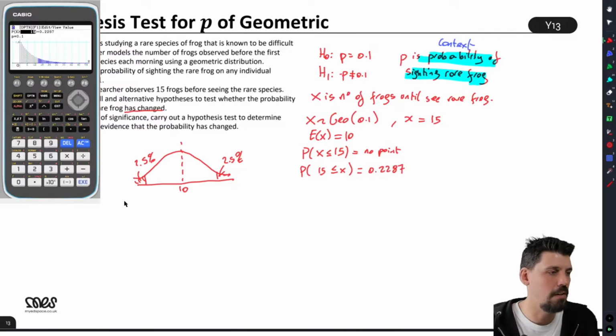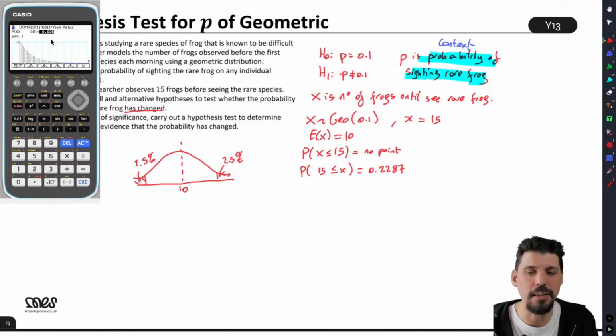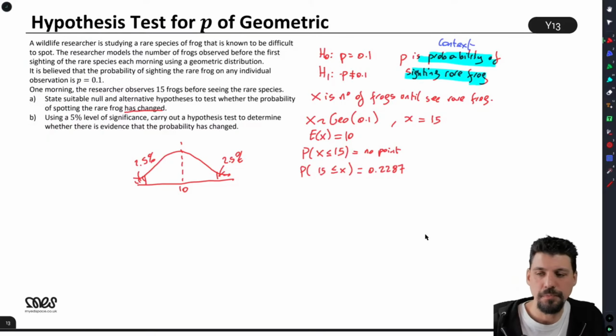Oh yeah, a geometric will look like this, always decreasing. You can't see that on there, can you? It's always decreasing. In fact, what would my critical value be? Let's have a little look. 0.025. Where would my critical value be? Apparently 36. Apparently you would need 36 attempts to conclude wrongly. This is much, much bigger than 5%.